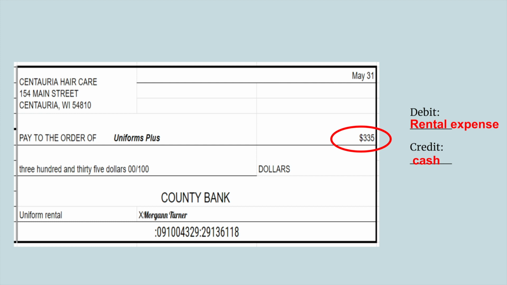And then this is our last one, I believe, and this one is for a rental expense. We are renting uniforms, and it says that in the memo area, we are doing uniform rental, so rental expense, and we're going to pay cash for this because it is a check, and it's for $335.